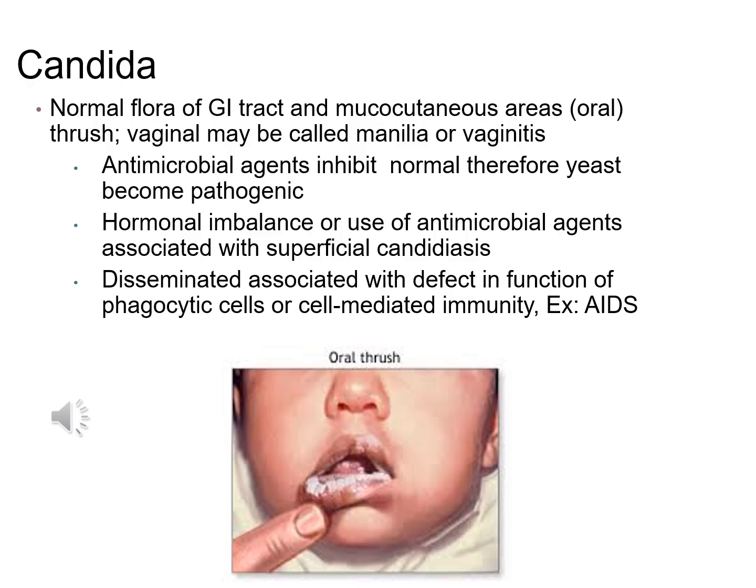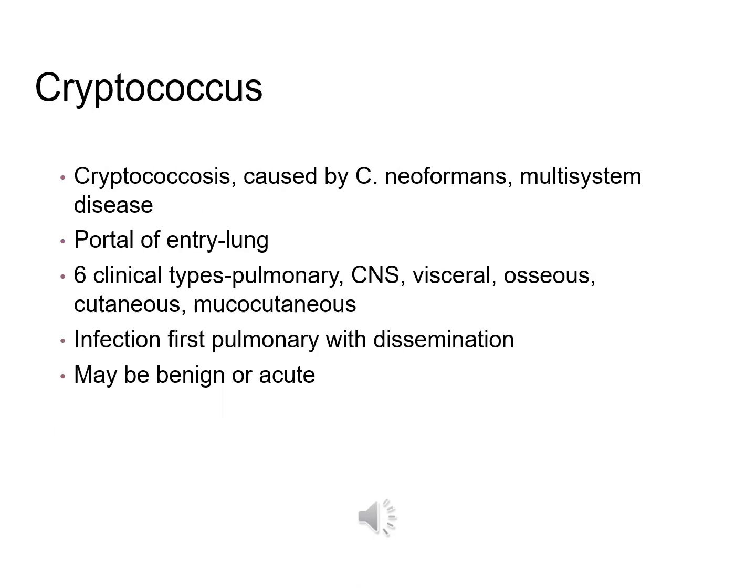But yeast infections can also disseminate, can travel throughout the body. These are associated with a defect in the function of phagocytic cells or cell-mediated immunity, such as AIDS.